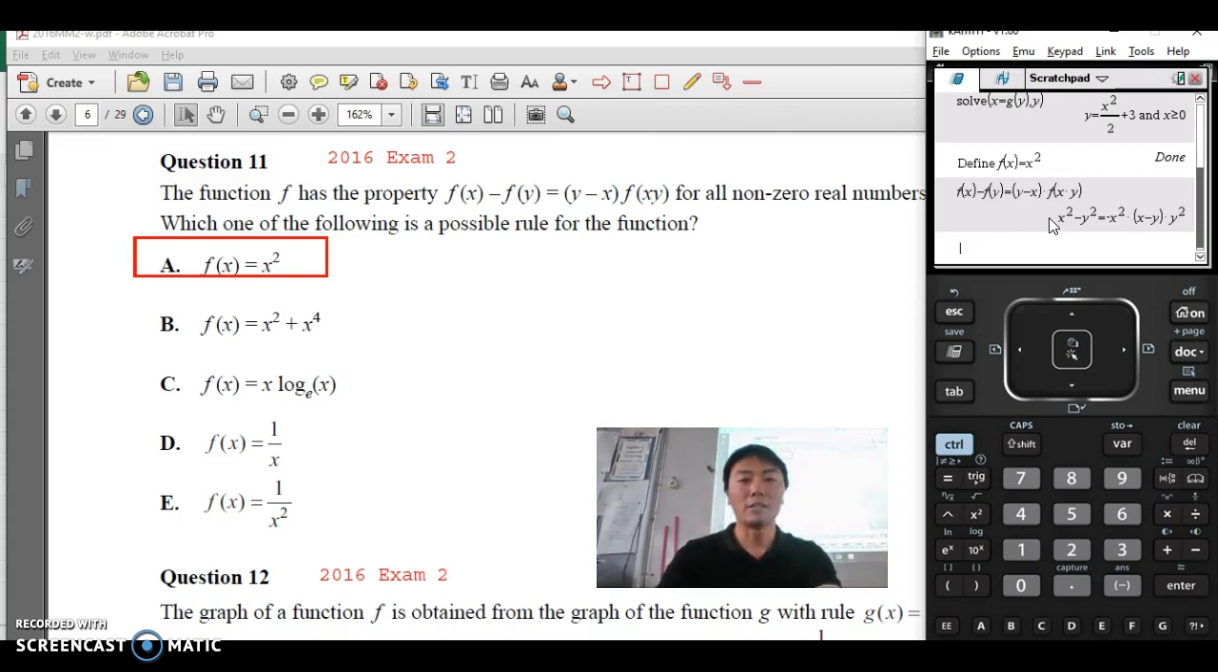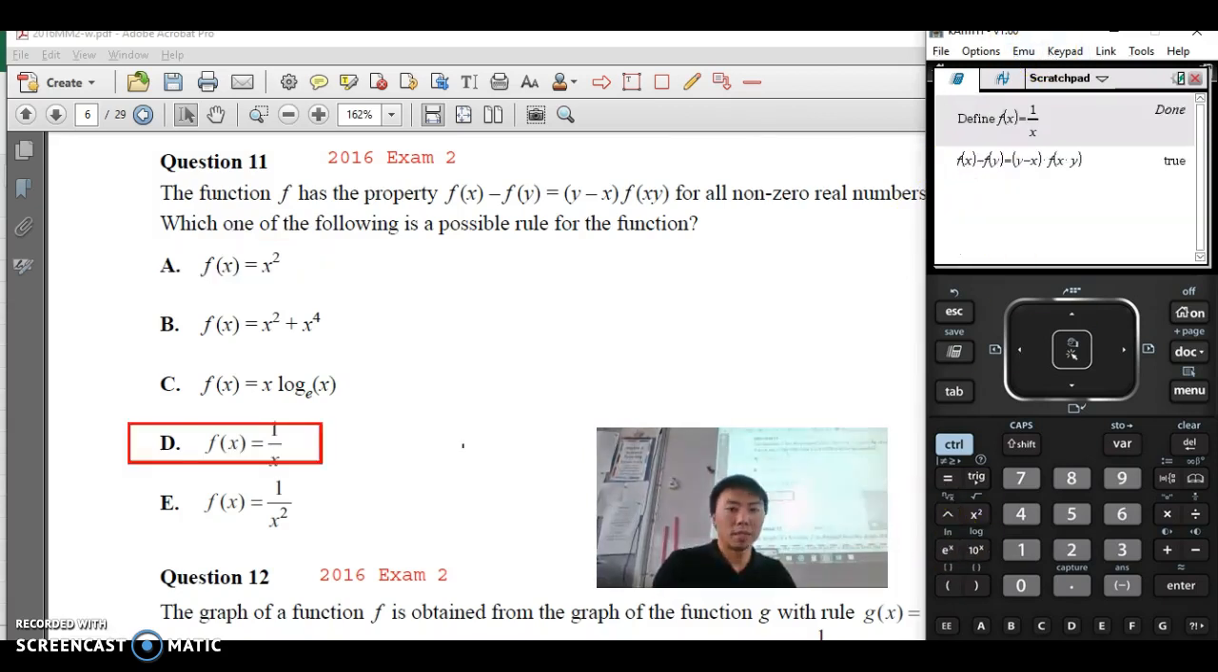To define B, you don't need to type it again, you just go up and highlight what you just typed in. Something is wrong with my calculator. After I defined f(x) is equal to 1 over x and did the line again, the answer is true. That means the left hand side and right hand side are the same, so the function is working. That means D will be the answer.